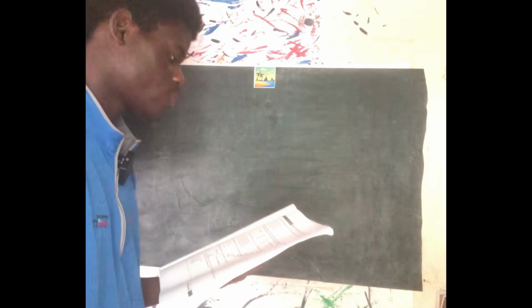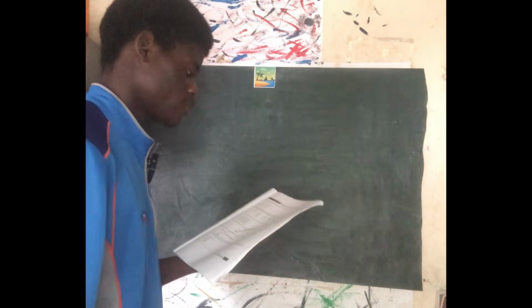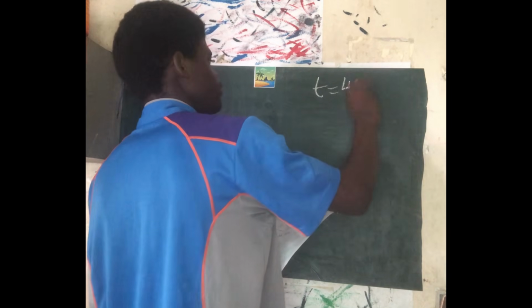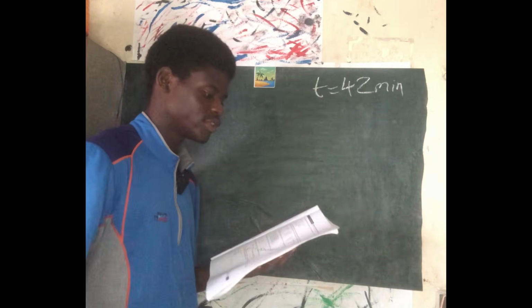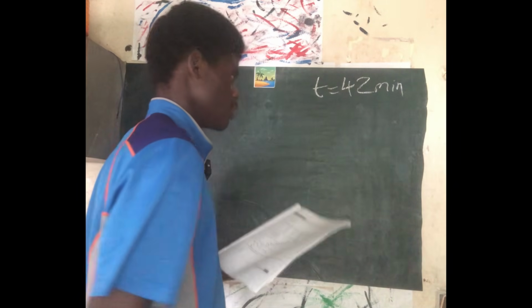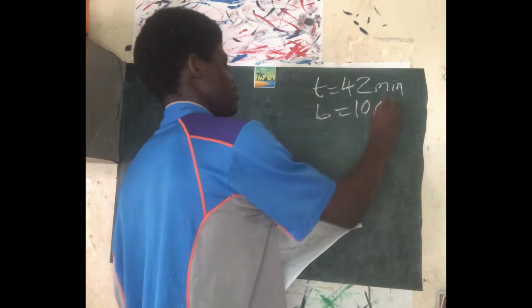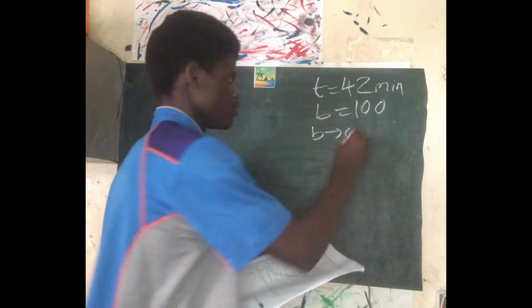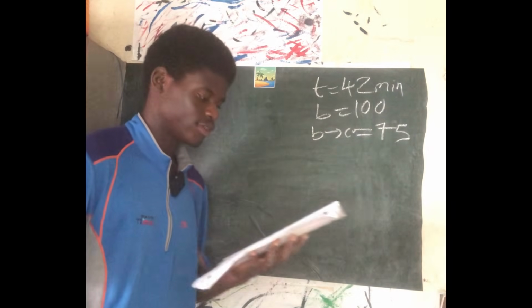Question number 22. A certain first order reaction, this one is also a first order reaction, is 25% complete in 42 minutes at 25 degrees Celsius. They ask what is its rate constant. It is 25% complete. That means the initial concentration is always 100%. The final concentration, since it is 25% complete, the remaining will be 75%.